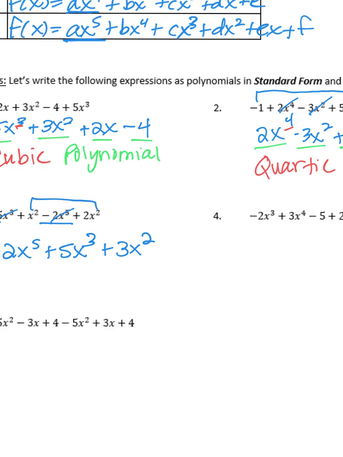So now the largest exponent in the expression is 5, so we call that quintic. And there are 1, 2, 3 separate terms, so we call that a trinomial.